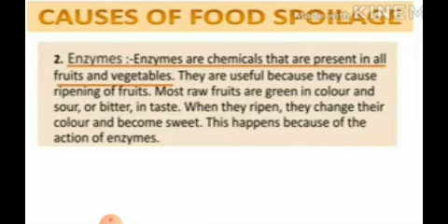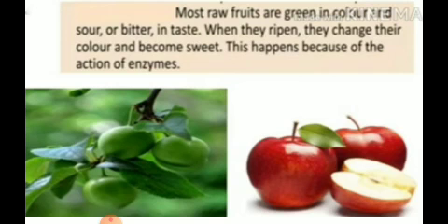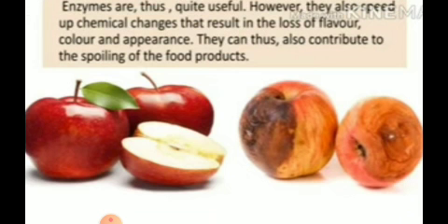It is soft. Understood? Here you can observe the raw fruits are green in color and they are sour and bitter in taste. But when the fruit is ripened by the action of the enzymes, the color changes and it becomes sweet. So these are the changes we can observe due to the action of enzymes. Once the fruit is ripened, these enzymes become more active, and they speed up the chemical changes that result.